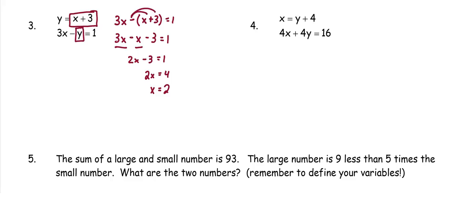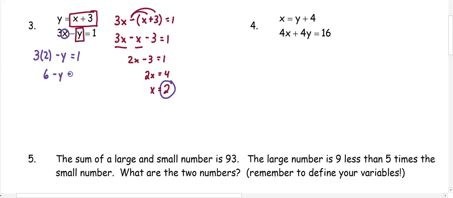Once we know that x is 2, we're going to take that value and substitute. So this time, let's use the second equation. So we have 3 times 2 minus y equals 1. 6 minus y equals 1. We're going to subtract 6 from both sides, so negative y equals negative 5. Divide by negative 1, so y is 5. So we would get (2, 5).